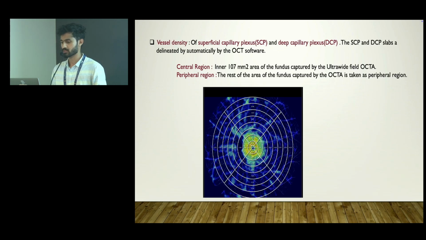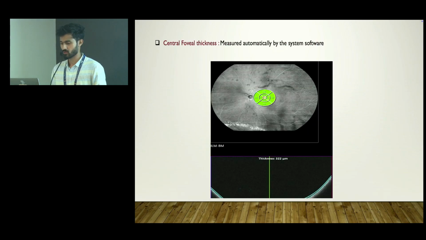We divided the area into the central region, which comprised a 107 millimeter square area, and the peripheral region, which comprised the rest of the image captured by the system. And we also measured the central foveal thickness.